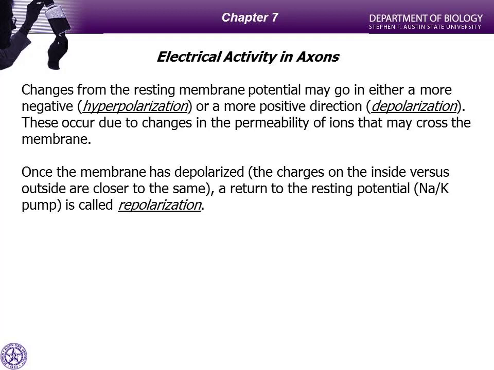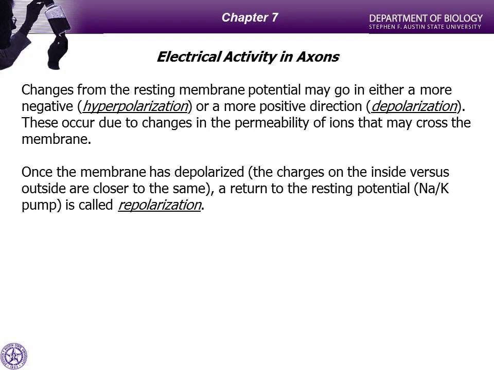Because when you have a charge difference, -70, inside's more negative than the outside. So we are polarized. And that cell is going to be polarized until our membrane potential gets to what number? At what membrane potential is the cell no longer polarized? Meaning there's no charge difference. Zero. At a resting membrane potential of zero, the charges are the same on both sides of the membrane. So if you get more negative, hyperpolarized, even more polarized. But if we get more positive than minus 70 millivolts, now we're moving towards zero, right? We're eliminating the polarization. So we refer to that movement as depolarization.